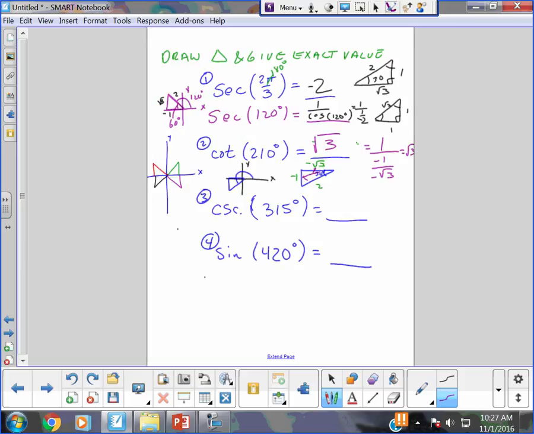So for problem 3, guys, 315 degrees leaves a 45-degree angle. The x is positive, the y is negative. The related angle is 45 degrees. Cosecant is 1 over sine.